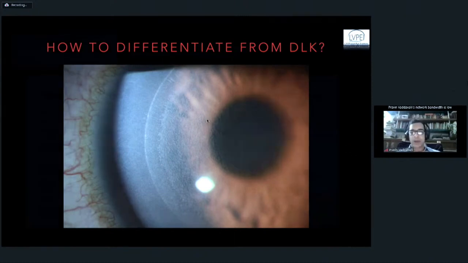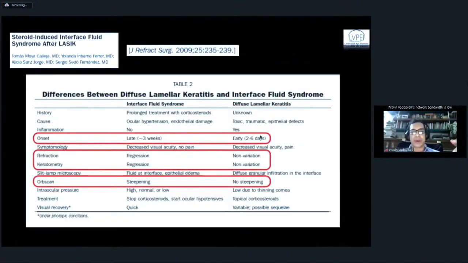So one of the best ways to differentiate the two is to remember that DLK tends to occur in the early postoperative period, in the first week, whereas IFS tends to be late. It's about 3 weeks or later. There is a change in the refraction and keratometry in IFS, whereas there is no variation in DLK. And on topography, there is steepening of the cornea in case of IFS, whereas there is no steepening in DLK.